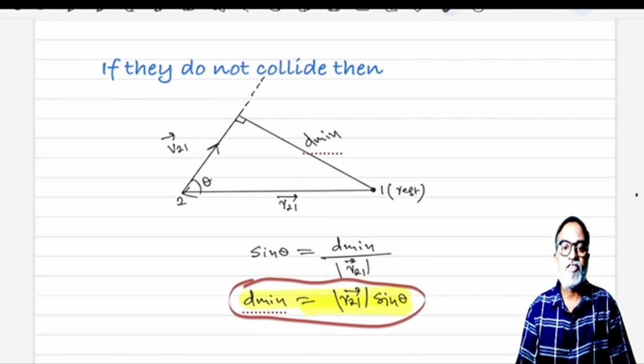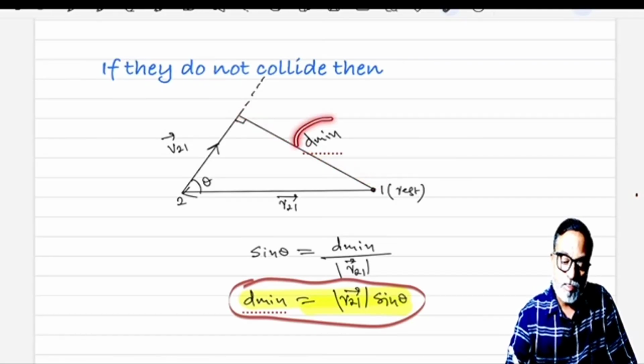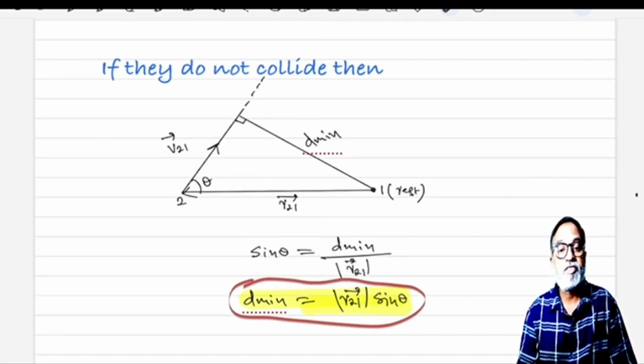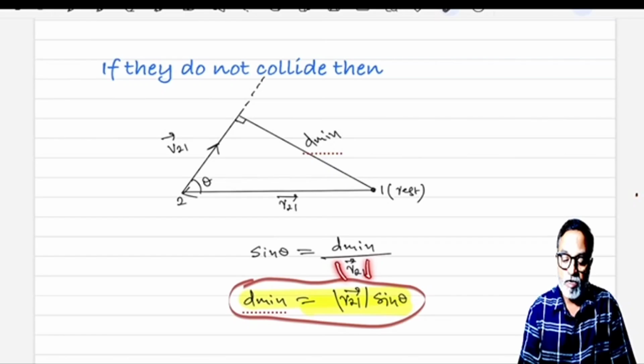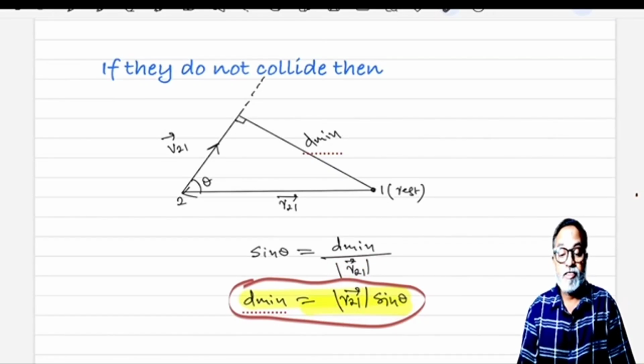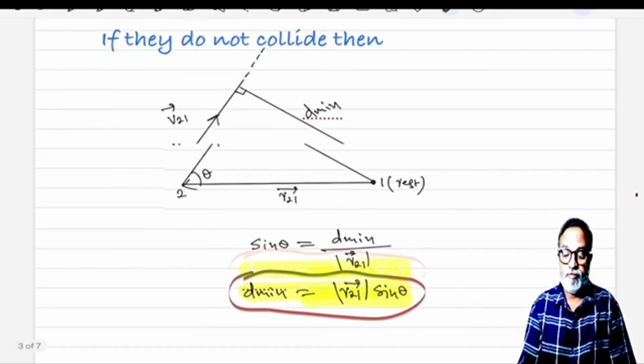If there is no collision, what is the shortest distance between the two particles? If you draw a perpendicular from the velocity vector v21 bar onto the position of 1, this is called D minimum. This is the minimum distance between the two particles. For example, if this angle theta is given, then from this triangle, sin theta is equal to opposite side by hypotenuse. This is the hypotenuse. Therefore, D minimum by modulus of r21 bar is sin theta, so D minimum is equal to the position vector modulus into sin theta. This is the minimum distance between the particles when they do not collide.